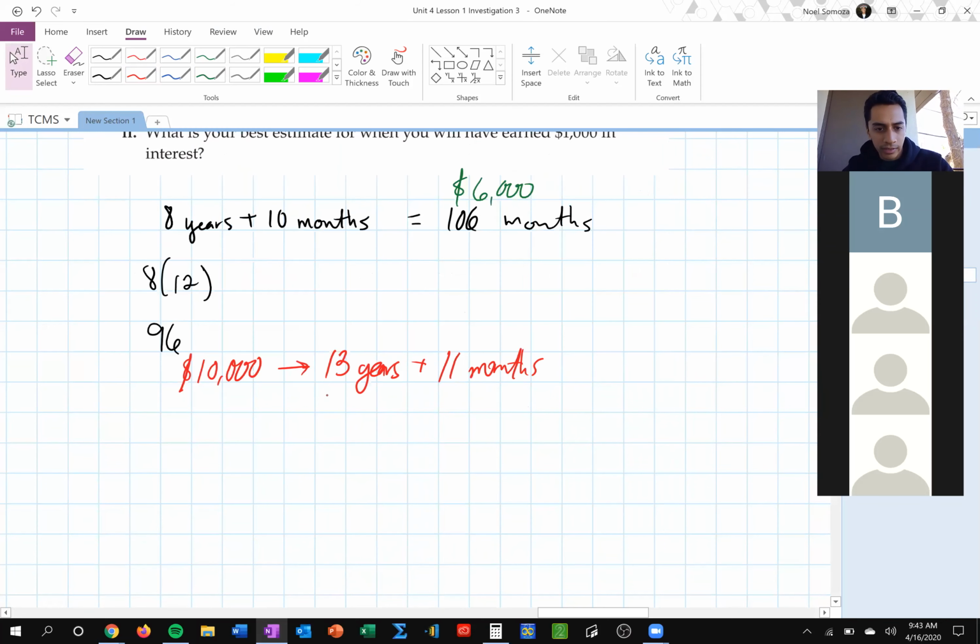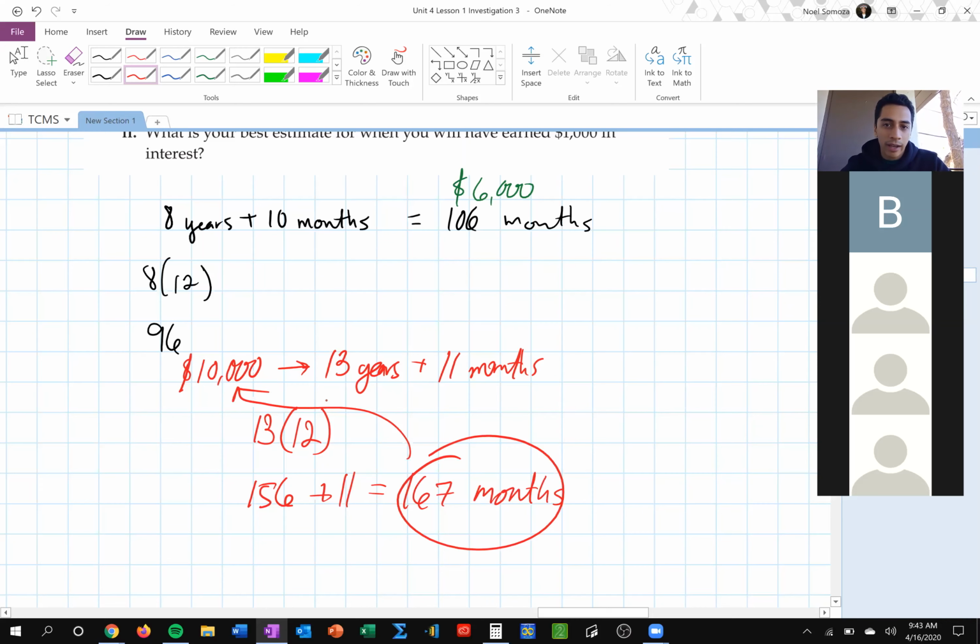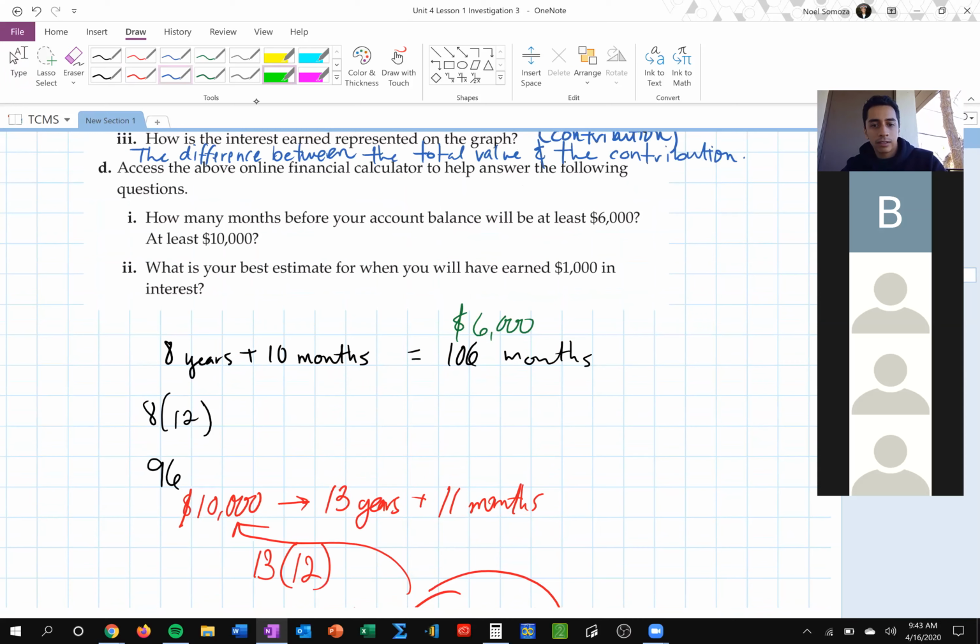Okay, so let's just make this conversion back to months. So 13 times 12, 156, I think, plus 11. So 167. Okay, so 167 months to have at least 10,000 and 106 months for at least 6,000. Okay.